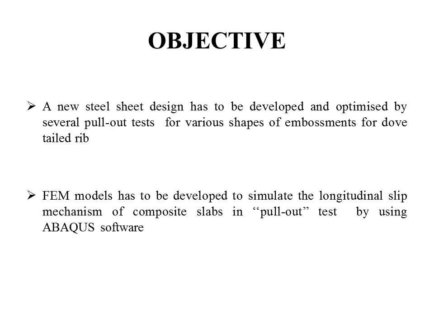Objective. A new steel sheet design has to be developed and optimized by several pull-out tests for various shapes of embossment for dovetail slips. And an FEM model has to be developed to simulate the longitudinal slip mechanism of composite slab in pull-out test by using Abaqus software. These are the two ways that I am going to test the specimen: one is numerical testing, using Abaqus, and the other is the experimental method, using pull-out test.